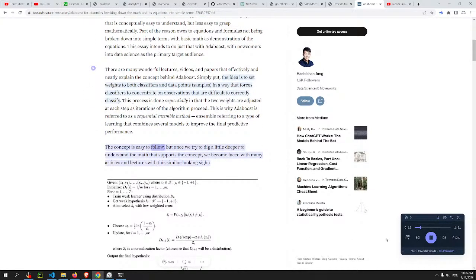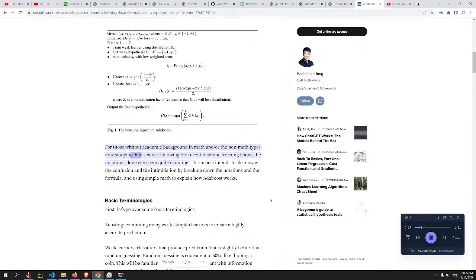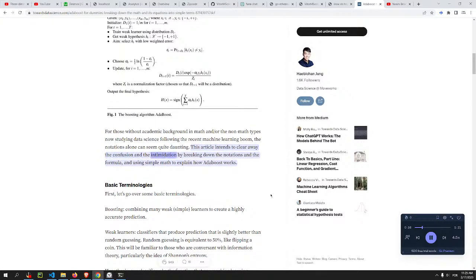The concept is easy to follow, but once we try to dig a little deeper to understand the math that supports the concept, we are faced with many articles and lectures with similar looking notation. For those without an academic background in math, and/or the non-math types now studying data science following the recent machine learning boom, the notations alone can seem quite daunting. This article intends to clear away the confusion and the intimidation by breaking down the notations and the formula, and using simple math to explain how AdaBoost works.